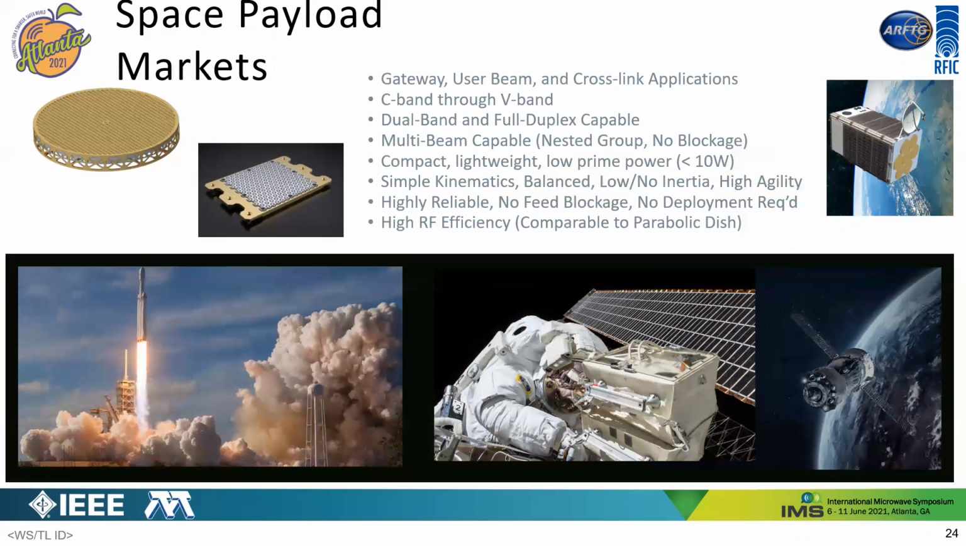The key characteristics here are to reduce power again. Again, prime power is in very short supply, particularly on the smaller satellites. But of course, weight, kinematics, and high reliability, particularly you would like to have systems that don't have any risk with respect to being deployed, as might be the case in gimbal parabolic dishes.